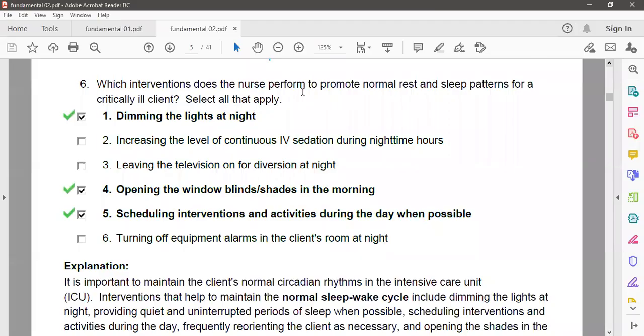And let me go to the next question. Which intervention does the nurse perform to normalize rest and sleep patterns for a critically ill patient? Select all. So this question makes sense. We can answer this question from common sense. We do not need any PhD to answer this question. So this question is about the critically ill patient or ICU.